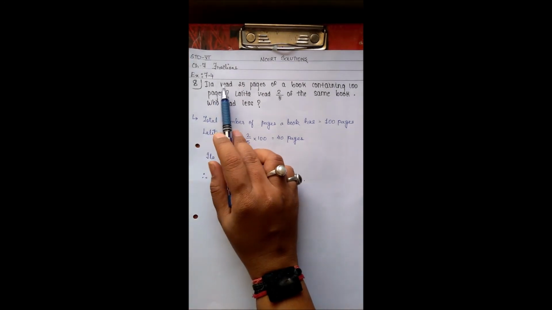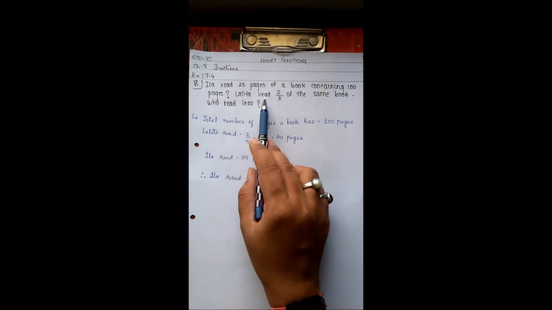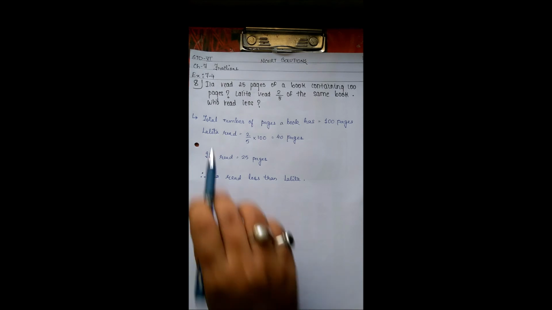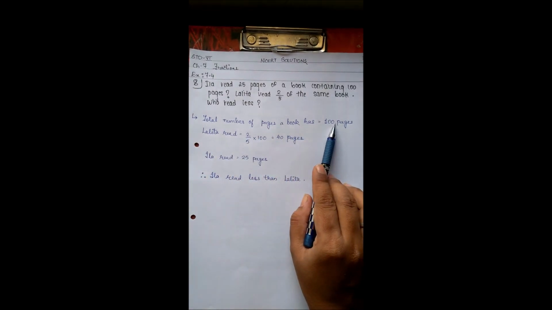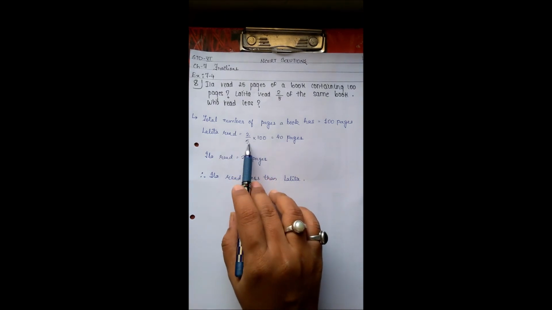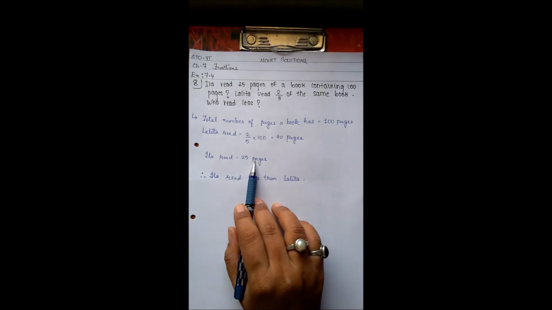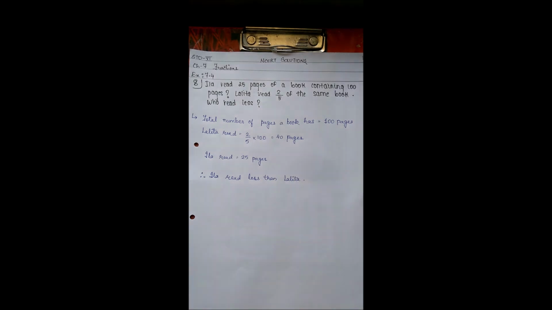Next question. Ela reads 25 pages of a book containing 100 pages. Lalita reads 2 by 5 of the same book. Who reads less? So total number of pages a book has is 100 pages. Lalita reads 2 by 5 of 100. So 2 by 5 of 100 is 40 pages. Ela reads 25 pages. So Ela reads less than Lalita.